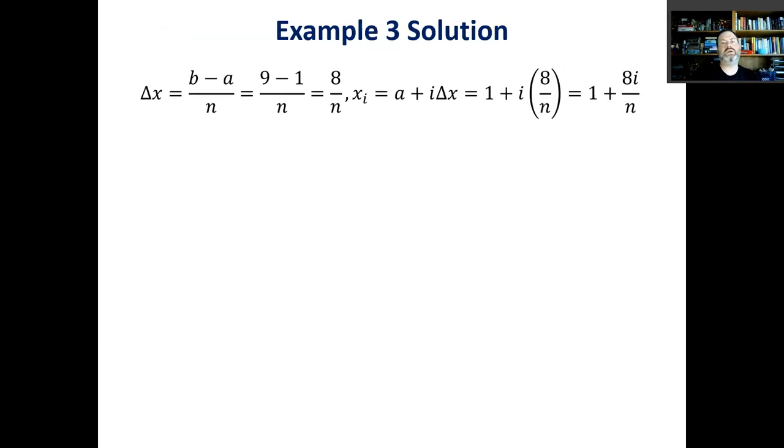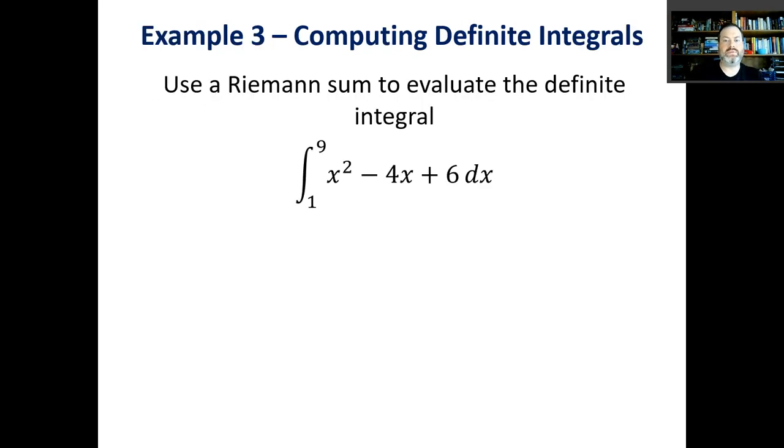All right, so the first thing you do is you need to set everything up. You need your delta x. You need your xi. Right? Because we're going to be converting this into a Riemann sum. And it takes a while. So here's A. Here's B.